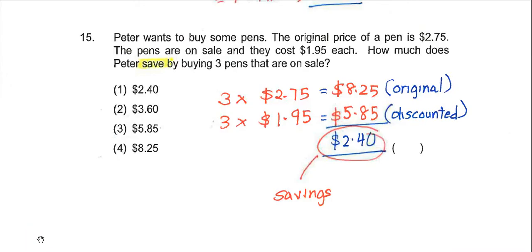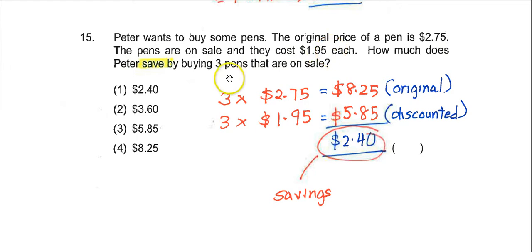Now let's take a look at the last one. Peter wants to buy some pens. The original price of a pen is $2.75 each. It means if he bought 3 pens, it will be 3 times $2.75. This is the original price. He has to pay $8.25. Right, so the pens are on sale now, lower price each at $1.95.